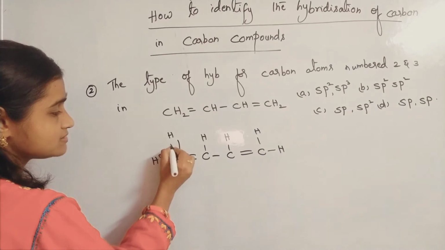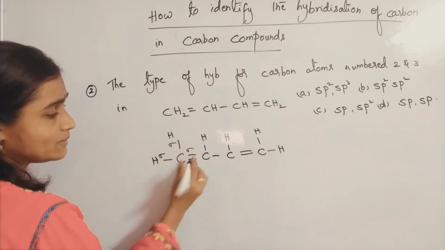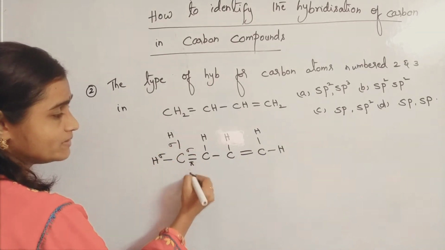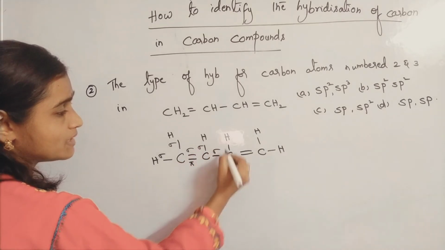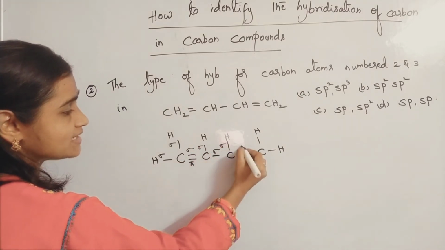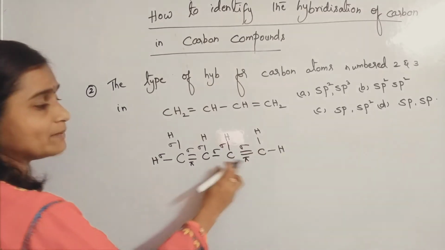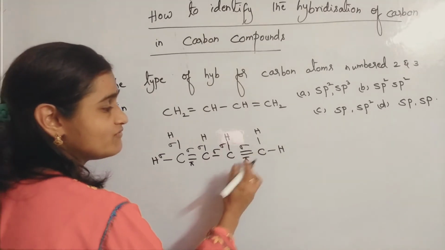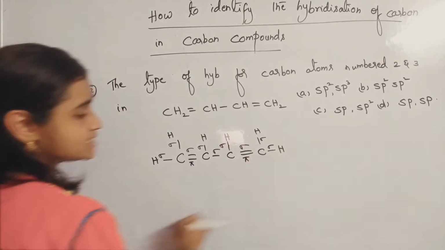So here sigma, sigma, sigma. Here a double bond is there, so one will be sigma, another will be pi. Here sigma bond, sigma bond. Wherever single bonds are there, that will be sigma bonds, and wherever a double bond is there, one sigma bond, one pi bond. So this is sigma, sigma.